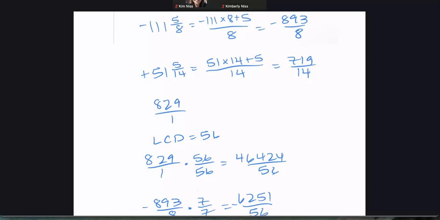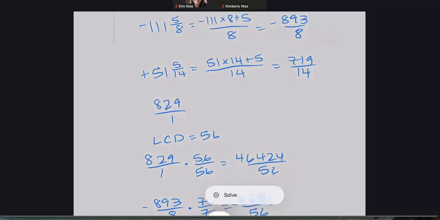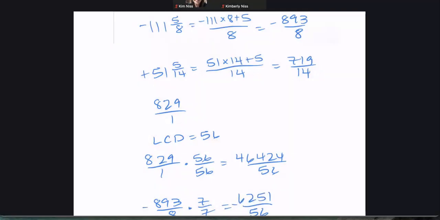And then the last one is the 719 over 14, which 14 times 4 is 56. So we're going to do 719 times 4, which is 2,876 over 56.